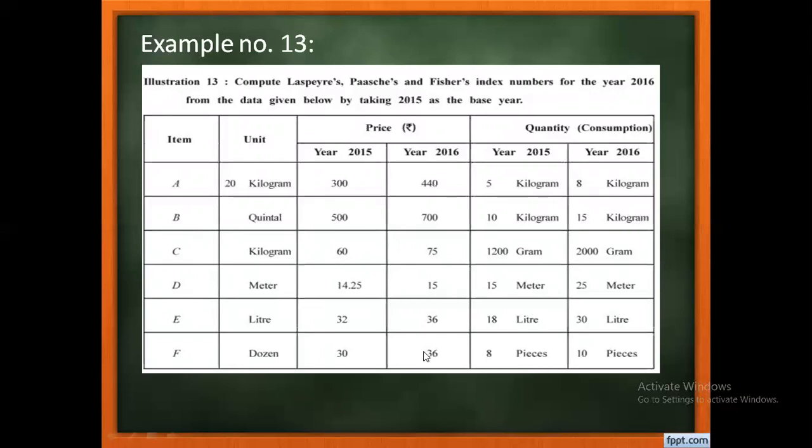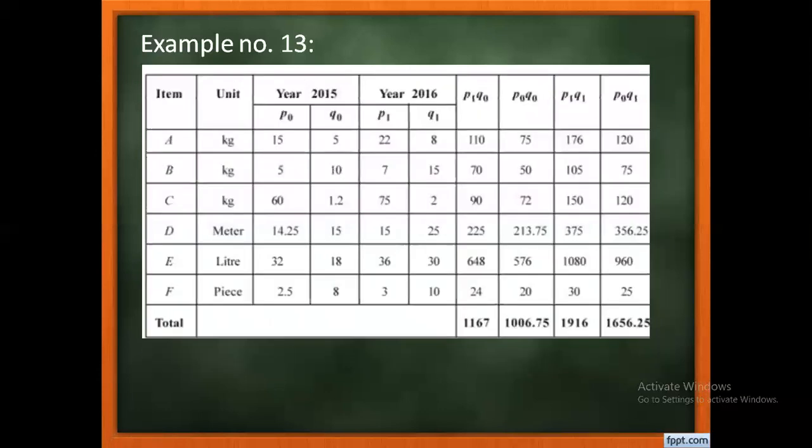Similarly, this 36 rupees is for 1 dozen, or I would say 12 pieces. So 12 pieces, 36 rupees. For 1 piece, it would be how much? So it comes to 3 rupees. You can see over here, 3 rupees, right?